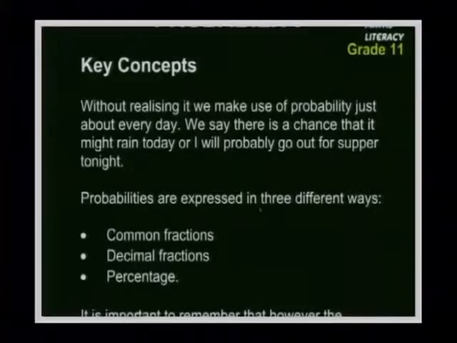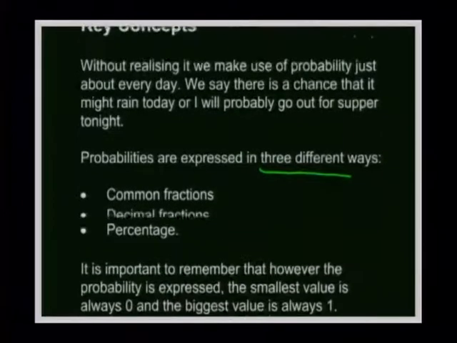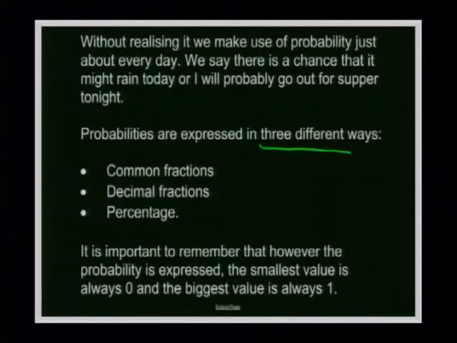Probability can be expressed in 3 different ways. We talk about a common fraction, kind of 1 out of 2, a decimal fraction, which will be 0,5, and a percentage of something happening, say 50%.